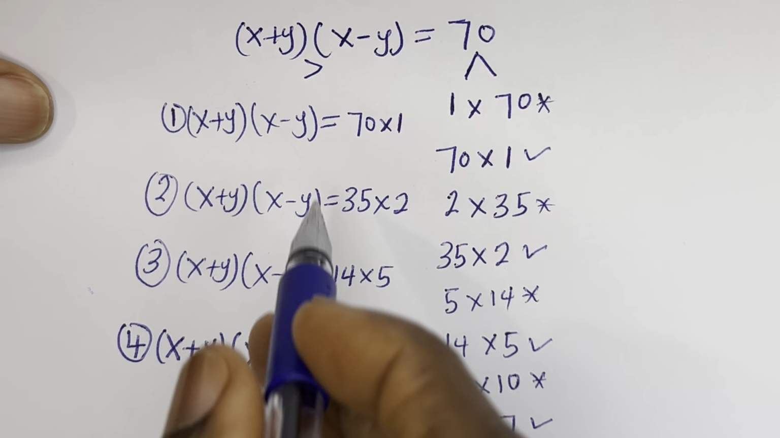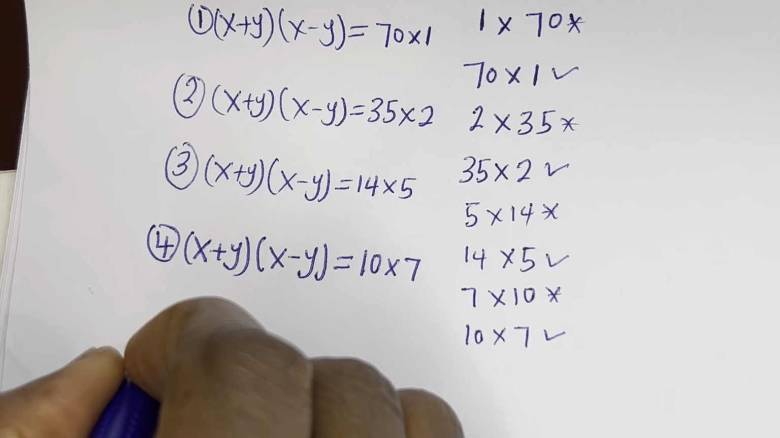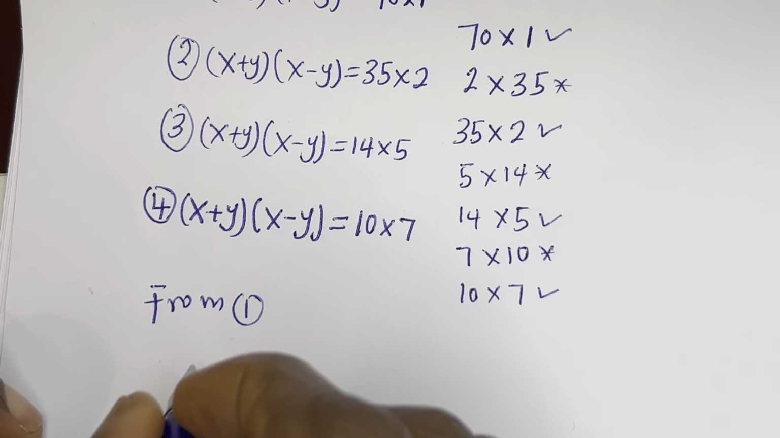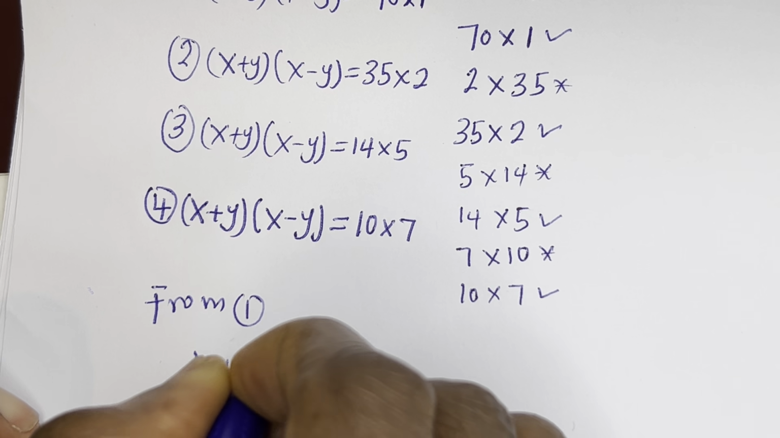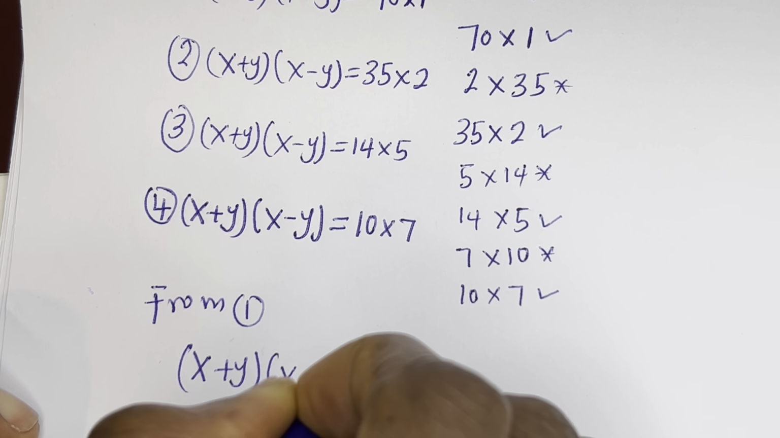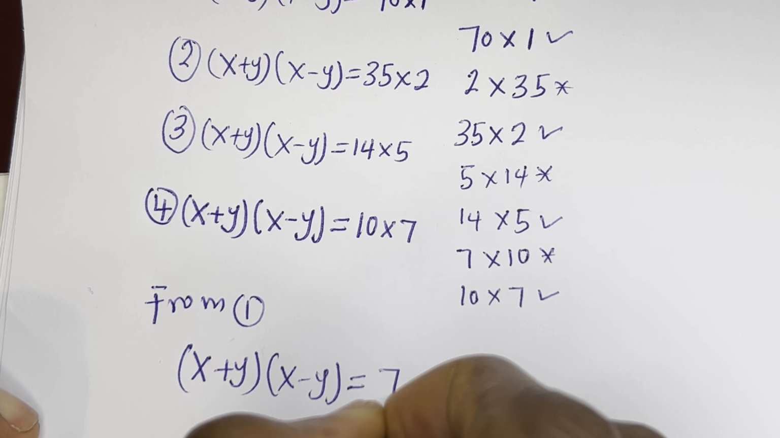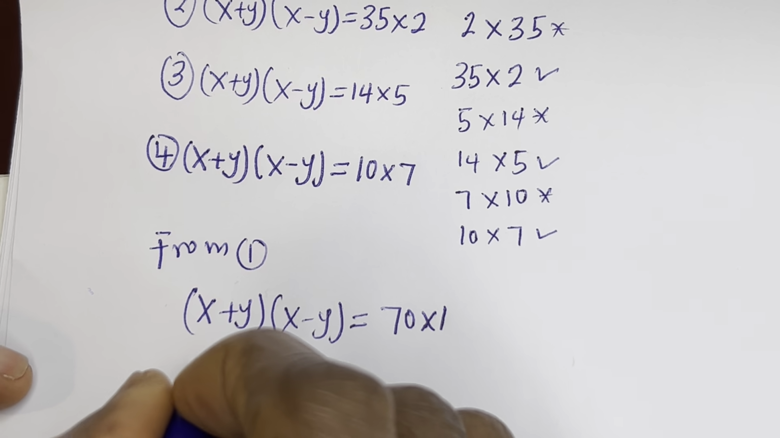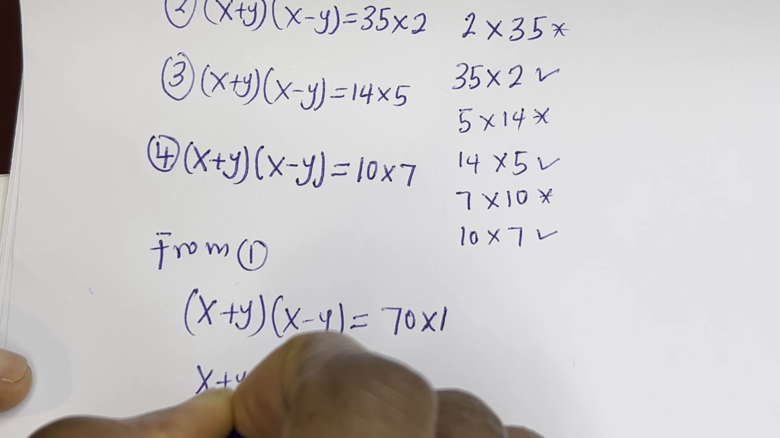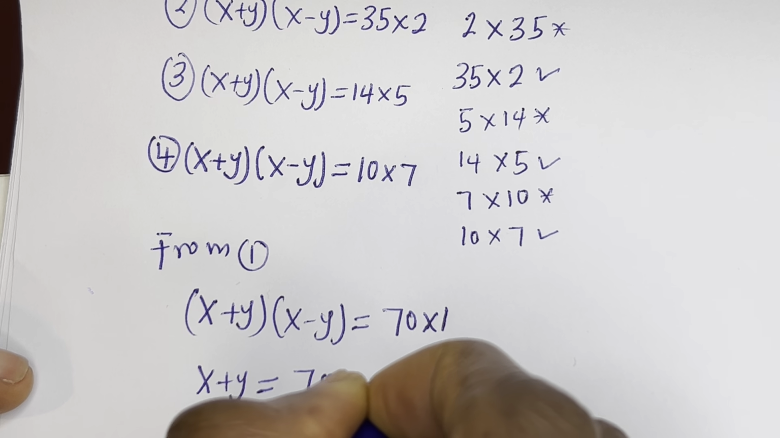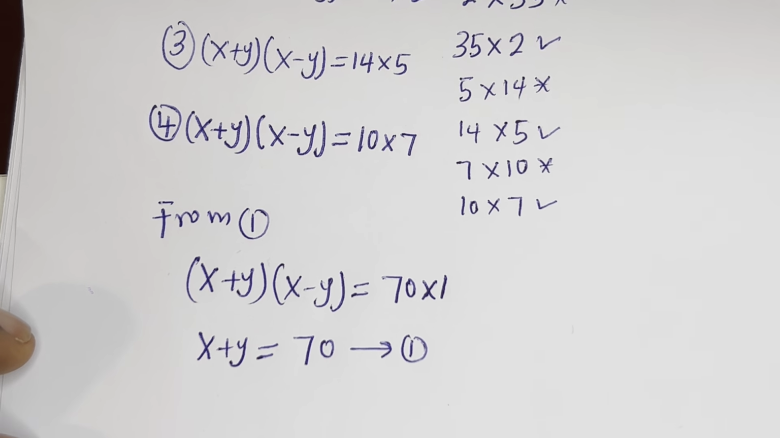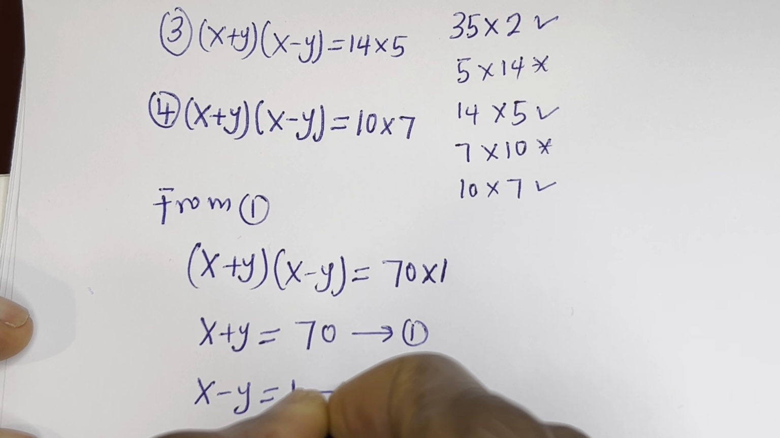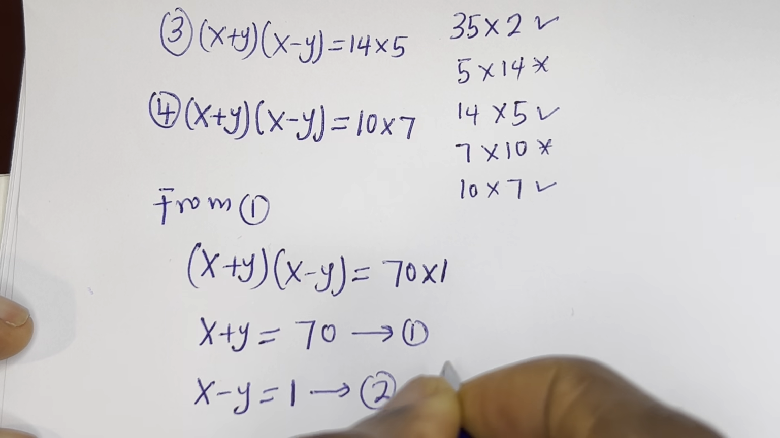Now let's start from the first case. From the first case, (x plus y)(x minus y) is equal to 70 multiplied by 1. Then x plus y is equal to 70, this is equation 1. x minus y is equal to 1, this is equation 2. This is a simultaneous equation.